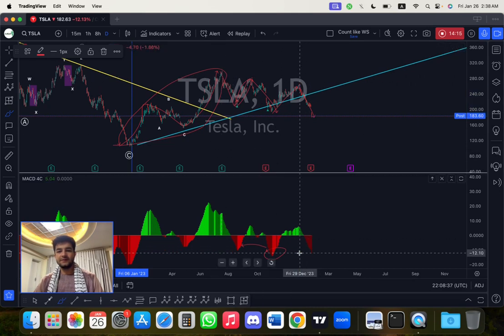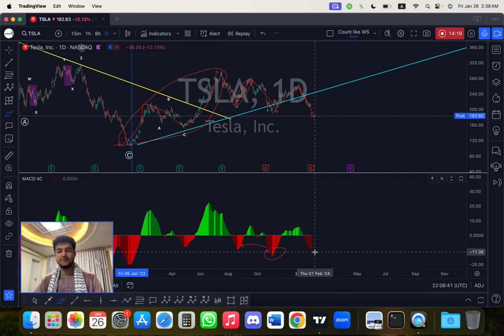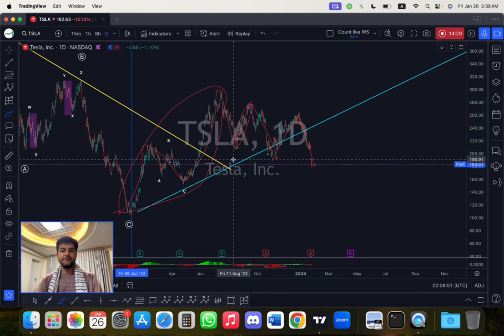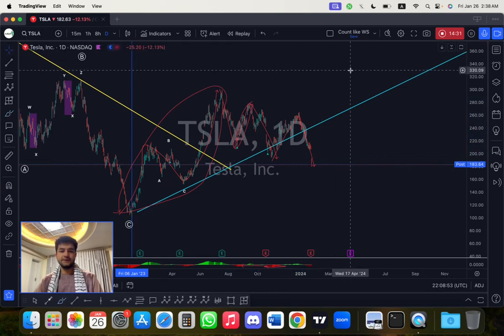where your Z and W are also equal in size. And we have divergence here. You see? We have divergence. It means that the momentum is dying, and potentially this correction is complete. But first, let's check if the sizes are correct.